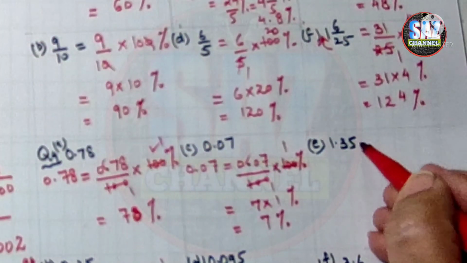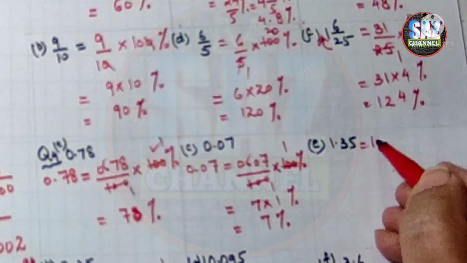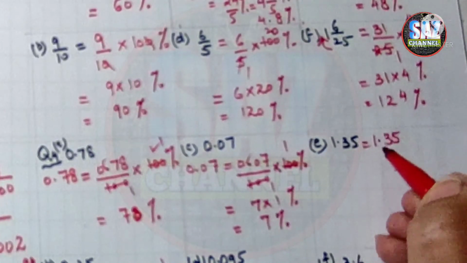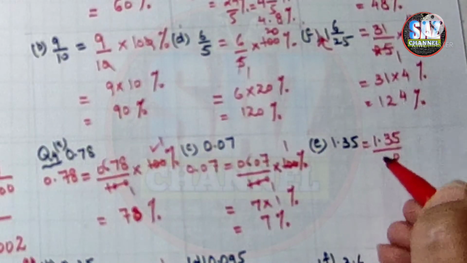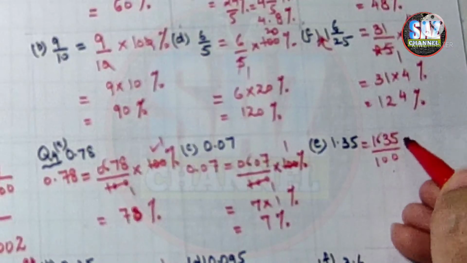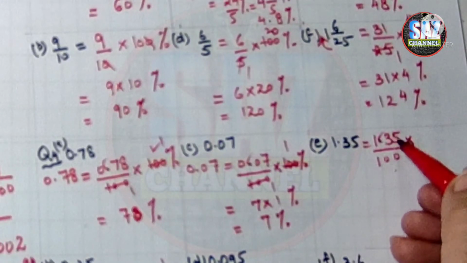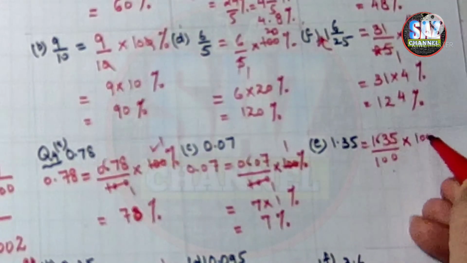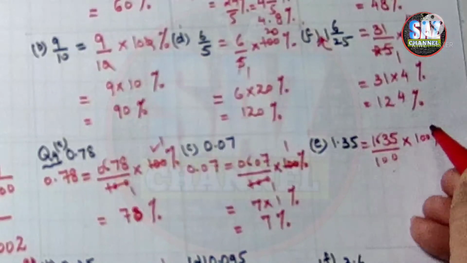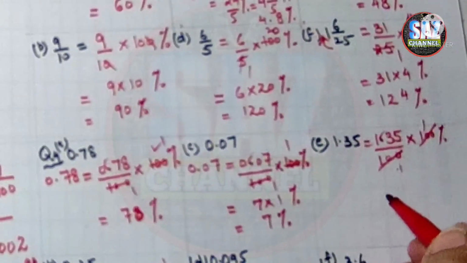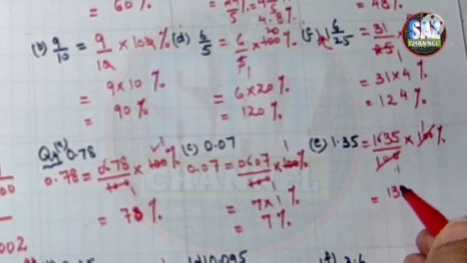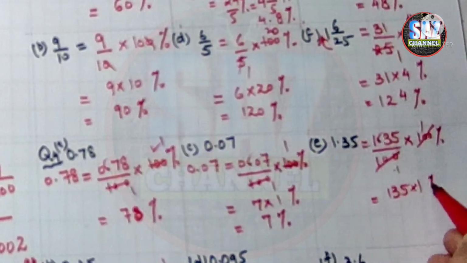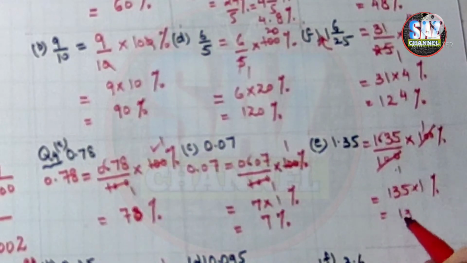Okay, and the next question is 1.35. So 1.35, what can we do? First, we have to remove the decimal so that we can perform the calculation easily, and then as we have to give our answer in percentage, we will be multiplying it by 100%. So this 100 goes with this, and we are left with 135 times 1, and this is 135%.